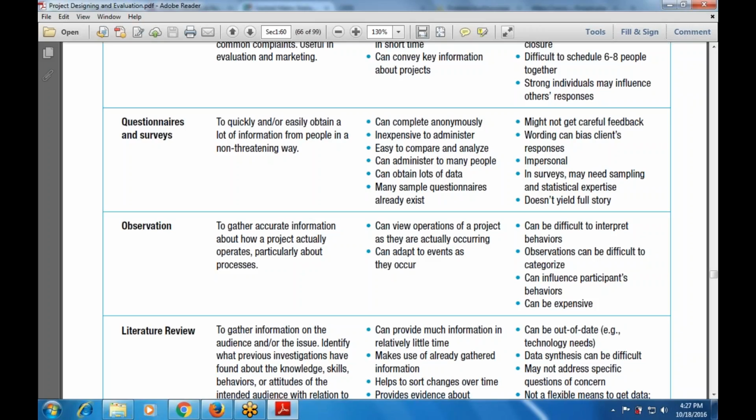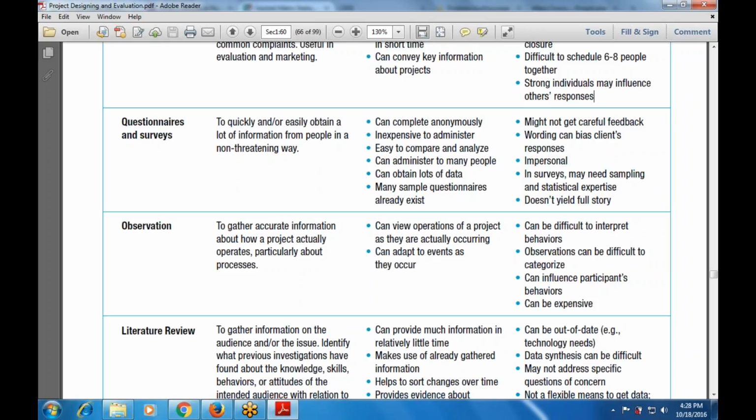And what are the various challenges? It is very difficult to interpret the behavior. Then observations can be difficult to categorize. Whatever the tool that is used, it is very difficult to categorize the observation, because we cannot categorize the various tools used with the observation. Then it can influence the participants' behavior.